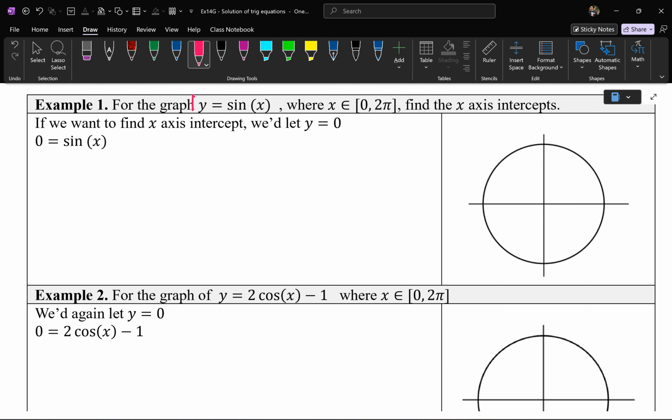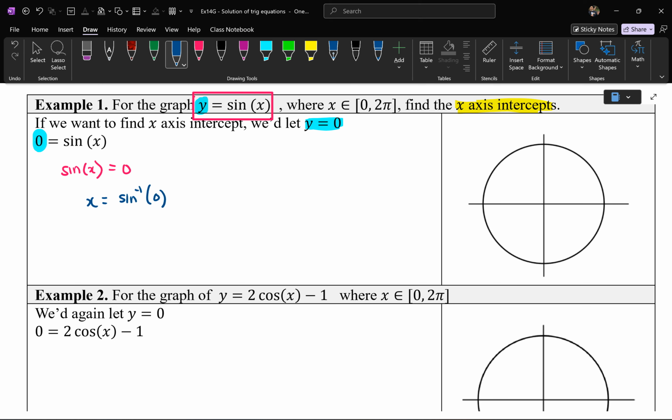Here's my graph. Y equals the sine of x. If you were to find the x-intercept, how do you find the x-intercept again? You let y equal 0. So here I let y equal to 0. So that's my y, and there's my y equals 0. Can you see how it looks similar to our problem before, except now it's equal to 0? So here we go. Sine of x equals 0. Sine inverse both sides. X equals the sine inverse of 0.